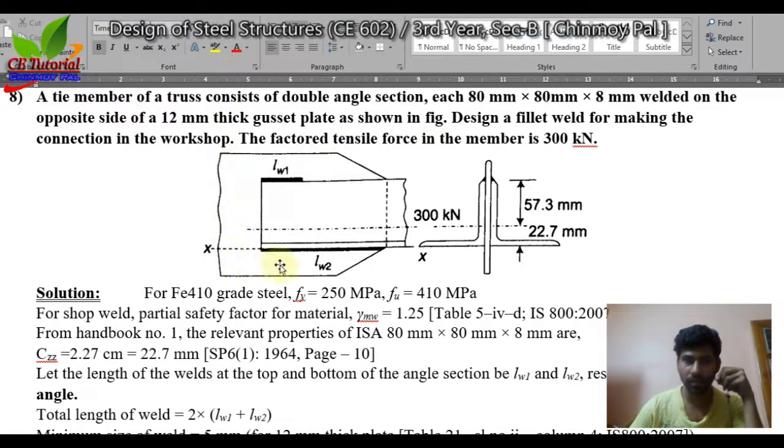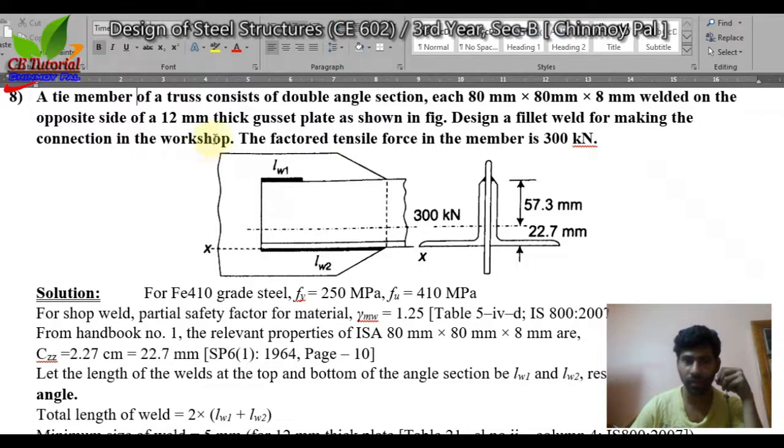This gusset plate is 12 millimeter thick and this is one angle, and behind this gusset plate there is another angle. Okay, both. And this is the gusset plate. Gusset plate thickness is 12 millimeter. So design a fillet weld for making the connection in workshop.